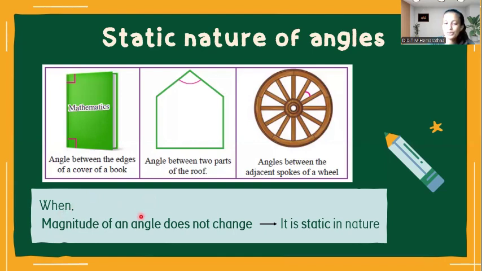When the magnitude of an angle does not change, we call it static in nature. That means when there is an angle, normally it does not change with time, or when we're doing something with it, when the angle is not changing and it stays in a stable form, we call them angles with a static nature. Okay.